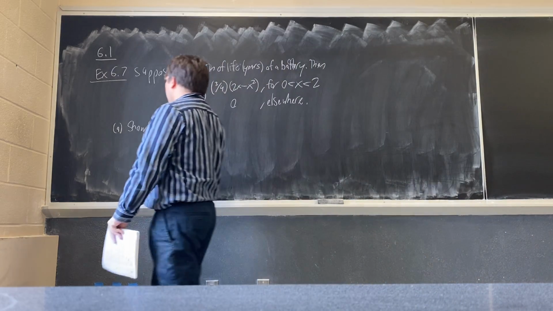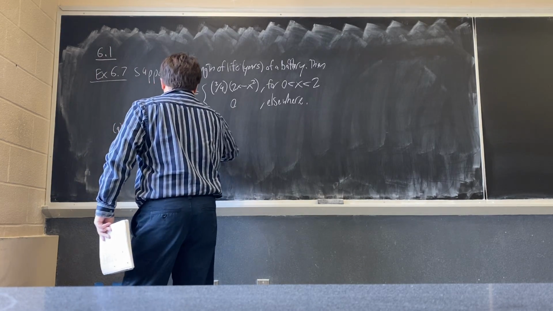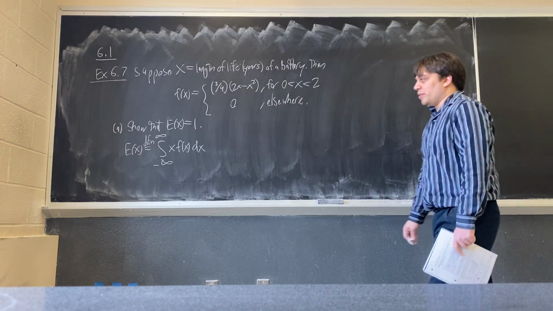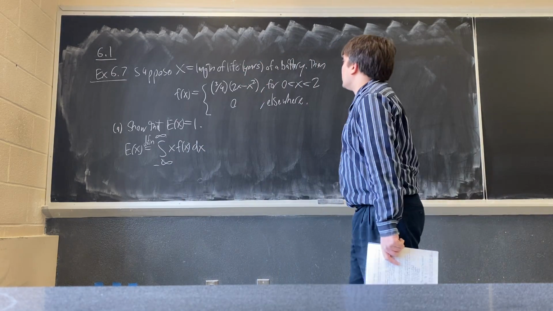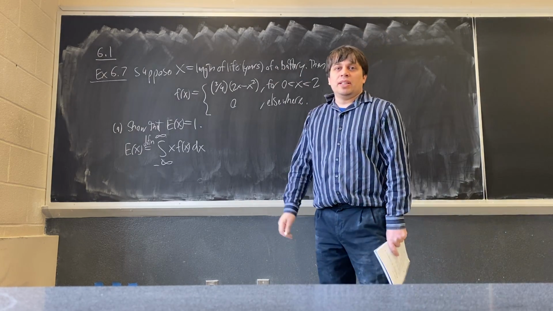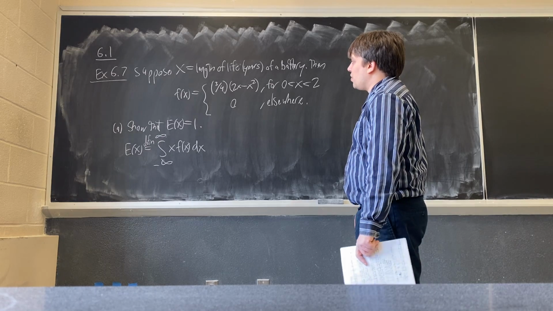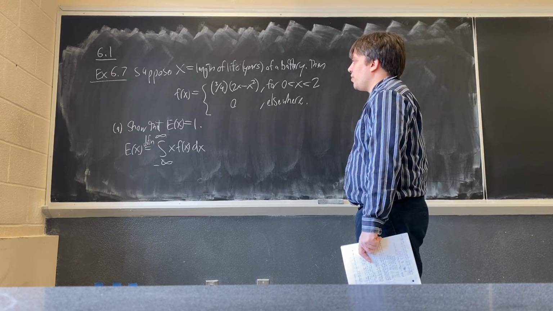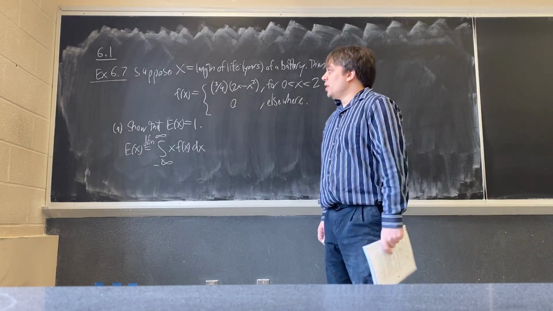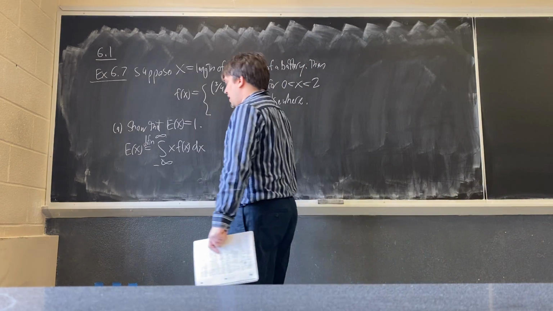We'll use the definition of E of X. E of X is equal to the integral from negative infinity to infinity of x times f of x dx, by the definition of the expectation of a continuous random variable. Since X is the length of life in years, we're talking about time, and the amount of time a battery lasts takes values in a non-discrete set. So it's a continuous random variable.